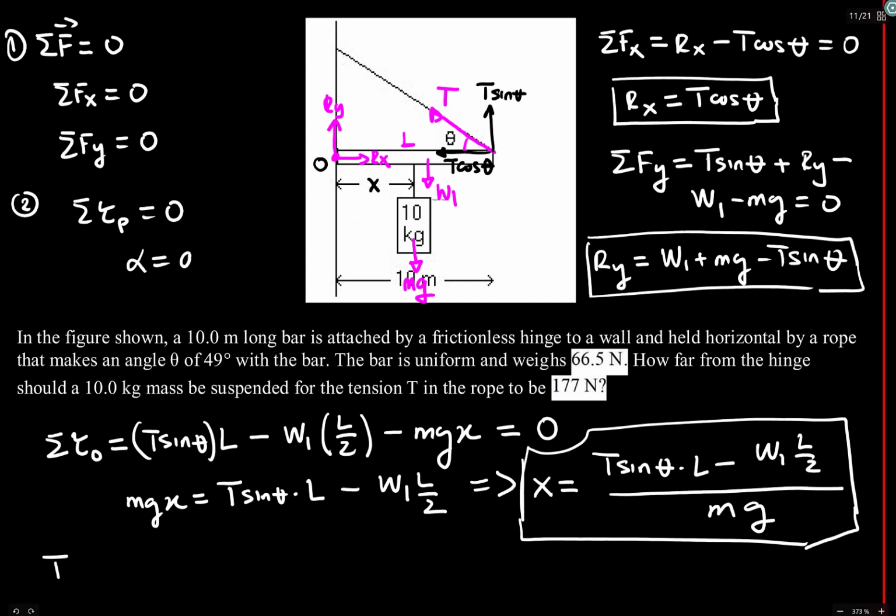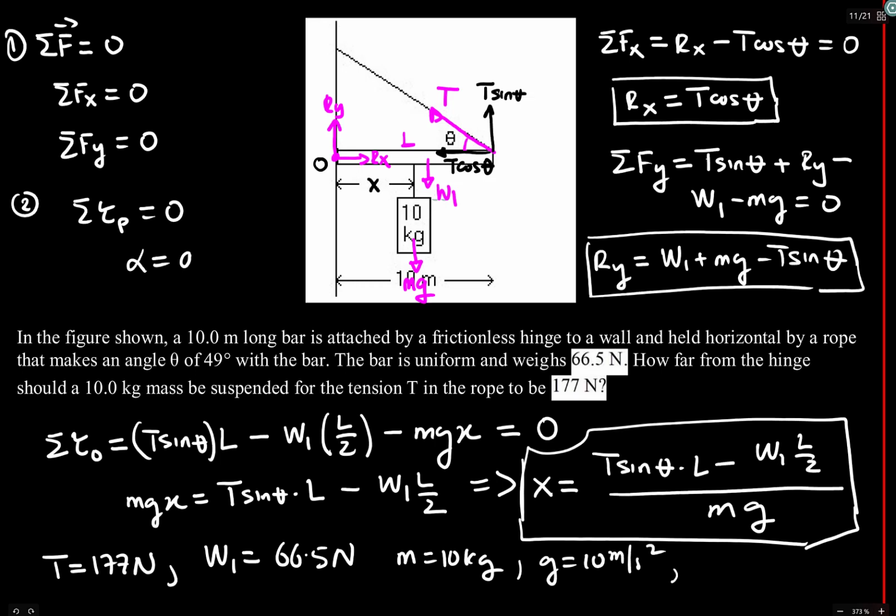Keep in mind that T is equal to 177 newtons. W1 is equal to 66.5 newtons. M is equal to 10 kilograms. G, you should take G as 10 meters per square second, and L is equal to 10 meters. So you have everything here. Put in the value in this expression and determine the value of X.